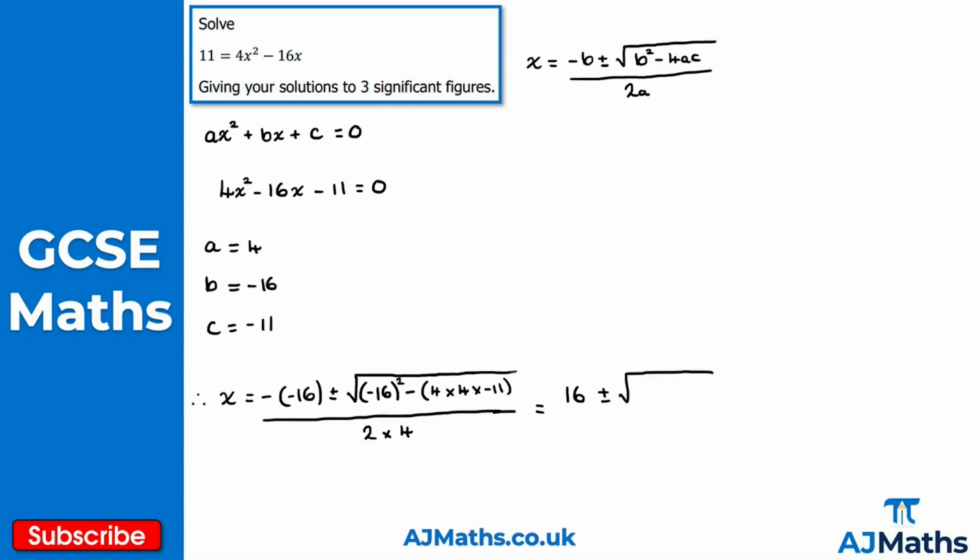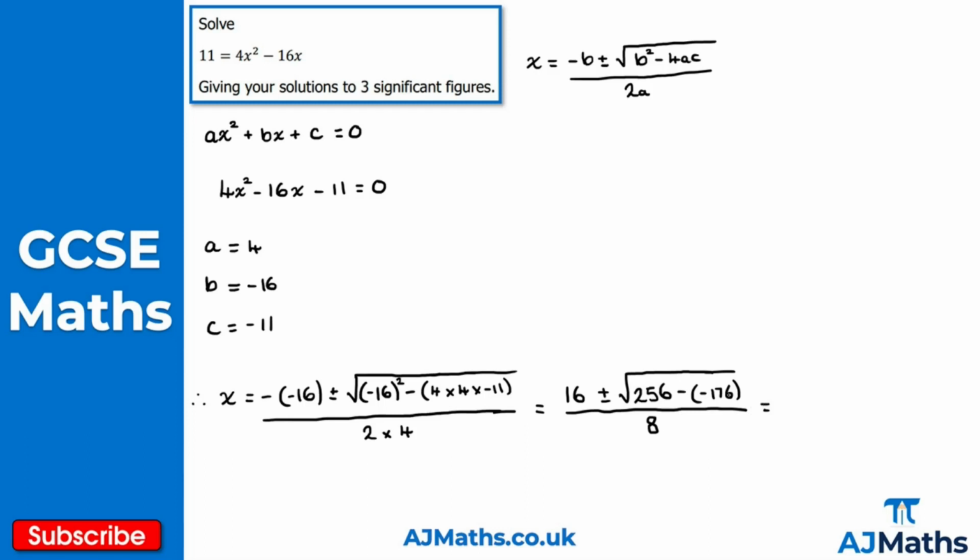So to simplify this third here, I'm going to use a calculator just so I don't make a mistake. So 16 squared, that would give me 256. I've then got minus, so 4 times 4 is 16. Times it by minus 11. And I get minus 176 then. So I've got minus 176. Like so. Then we divide all of this here by 2 times 4, which is 8. Okay, so we get something that looks like this.